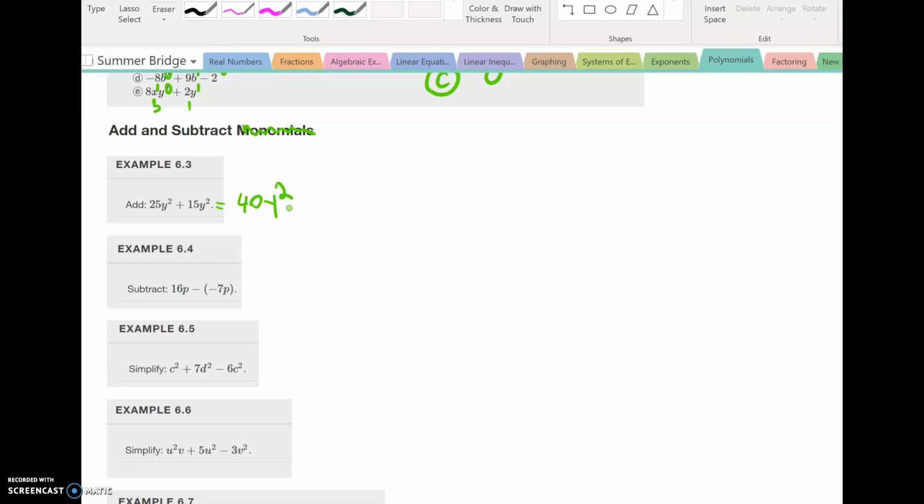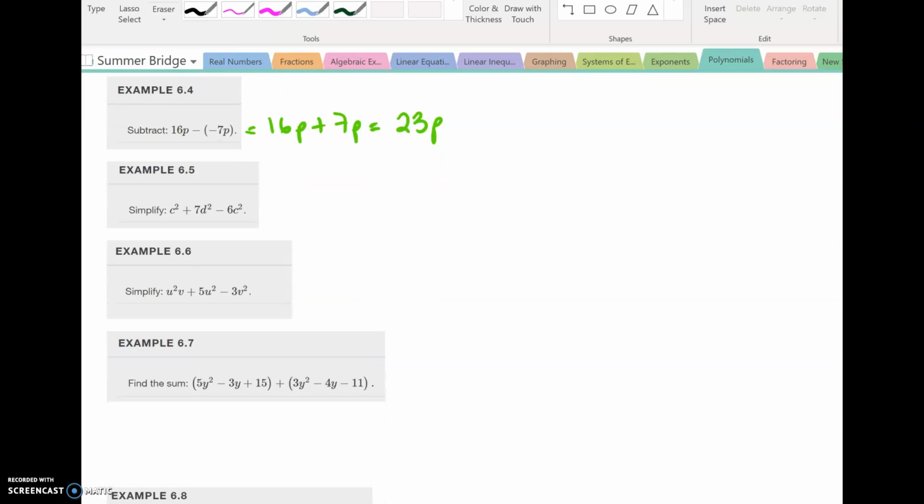Okay. For the second example, I have p and p. Both are to the first power. So I can go ahead and add, well, subtract these two, but a negative and a negative is a positive. So really I'm doing 16p plus 7p. Okay, so 16 plus 7 is going to be 23p. And that would be the answer there.